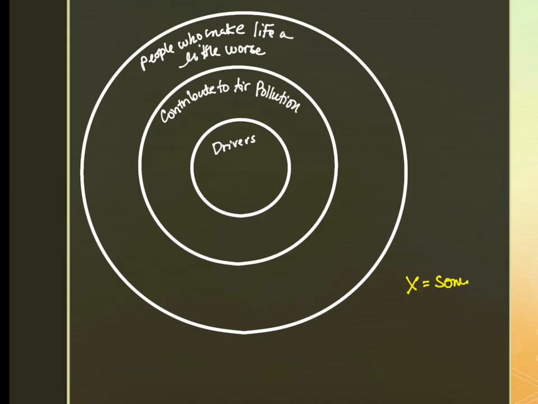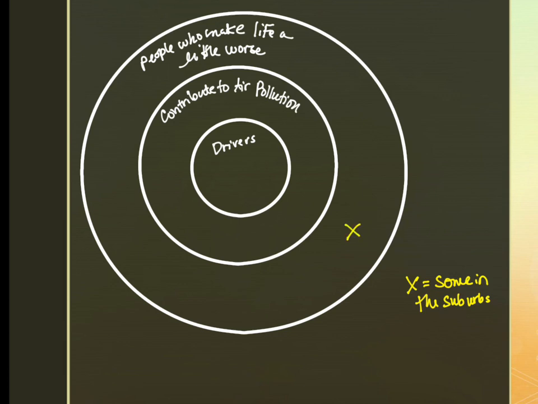I'll write it. Some in the suburbs. I think that's how it describes it, right? Some people who live in the suburbs. So it says some people who live in the suburbs make life a little worse. So where can I draw my X? People who make life a little worse.